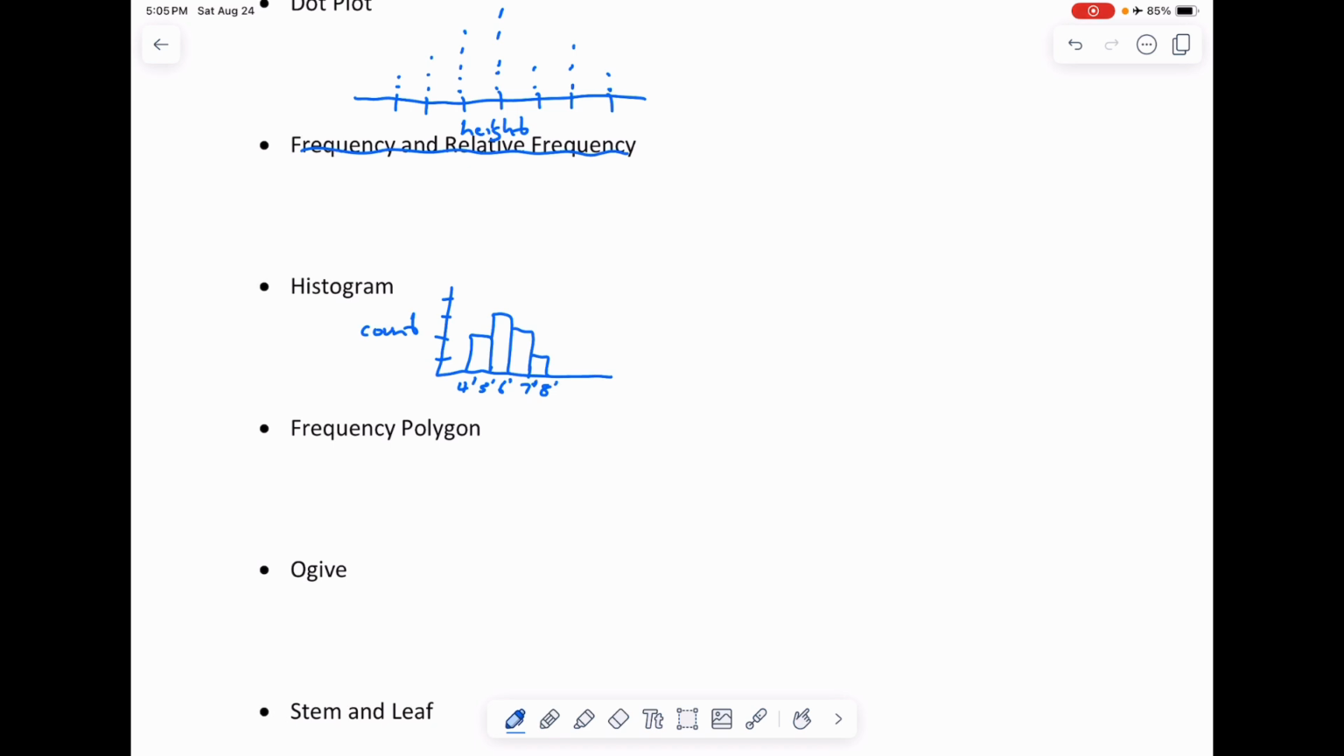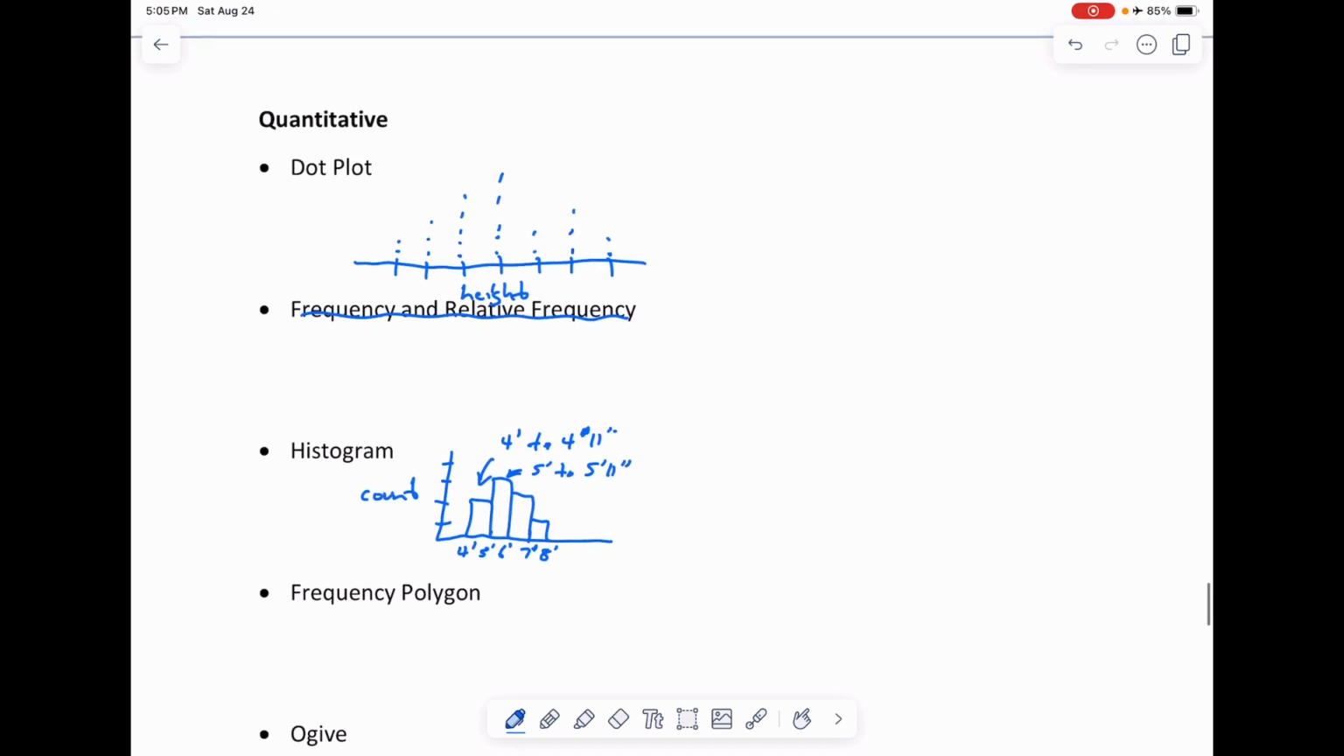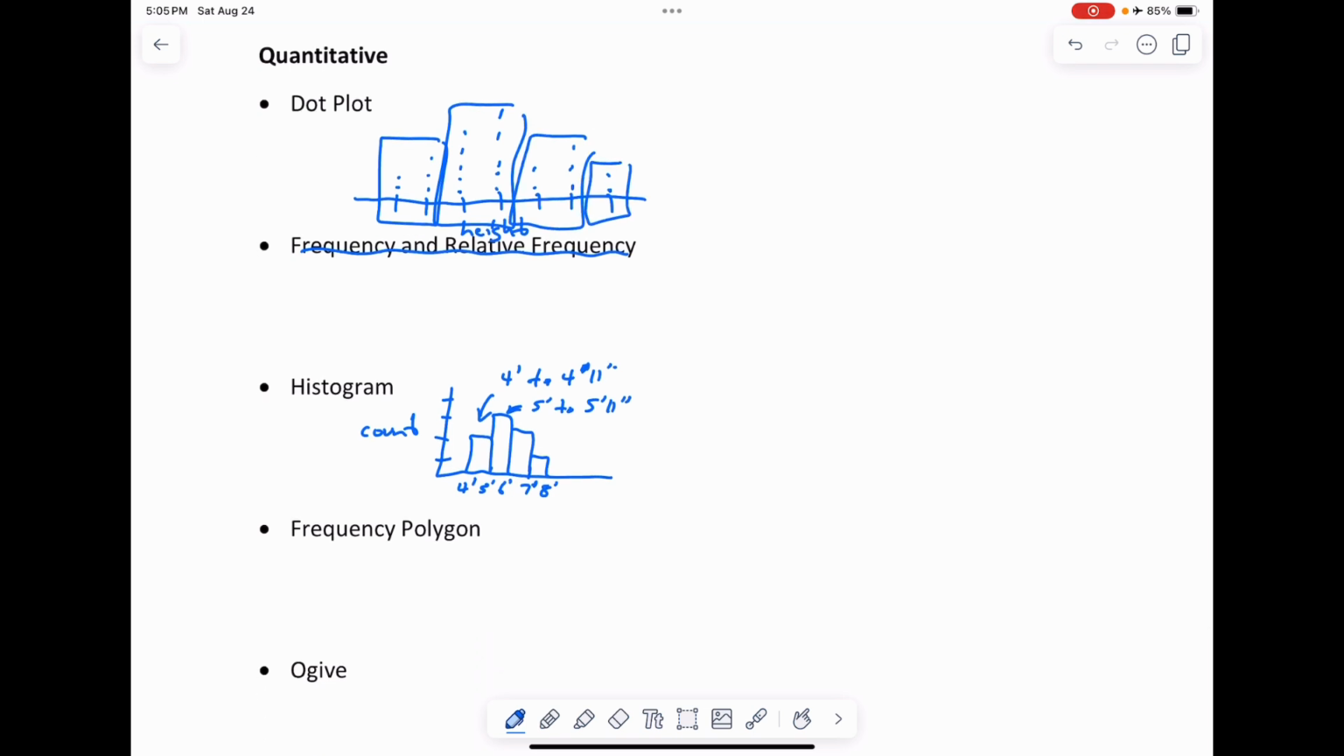So this bar represents 4 feet to 4 feet 11 inches, and then this next bar is 5 feet to 5 feet 11 inches, and so on and so forth. So they're groups of data, not categories of data. I've taken my continuous data, go back to the height in my dot plot. Maybe this is one bar, this is another bar, this is another bar, this is another bar. And those bars simply represent how many items or elements are in a range of values.